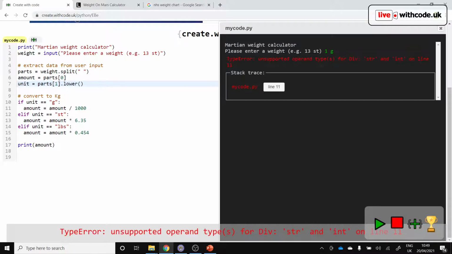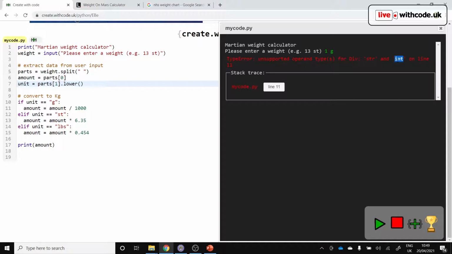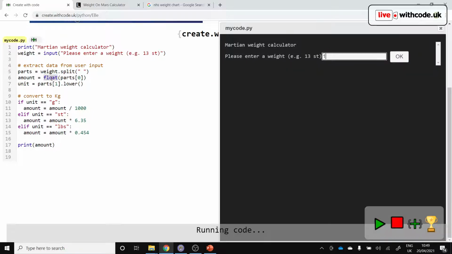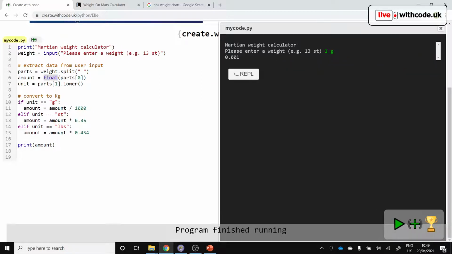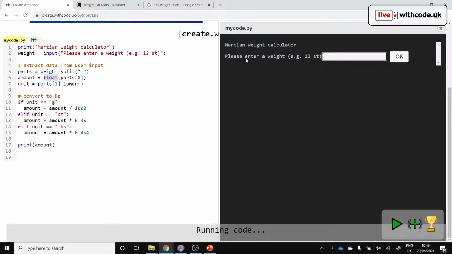1 gram. Now we have a problem here because we've got a string and we're trying to convert it to an integer, which we can't do. So we'll have to convert this string to, well, it might not be an integer. It might be a real number, so we'll convert it to a floating point. That means it can have a decimal place. Let's try again. 1 gram is 0.01 kilograms, good. 1 stone is 6.35 kilograms, good.